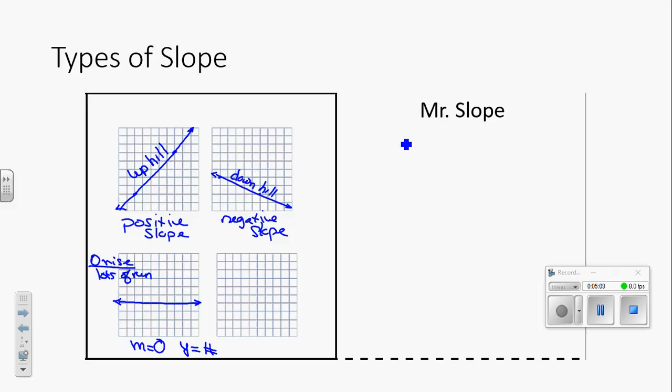Last one I want you to draw is a vertical line. So draw a vertical line somewhere. Adam, draw a vertical line in your fourth box. And in this vertical line, we have lots of rise and 0 run. So what is its slope?